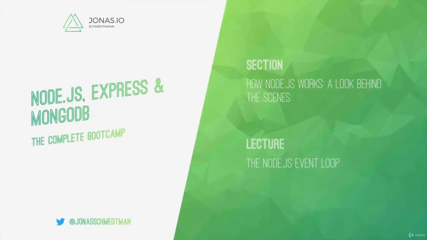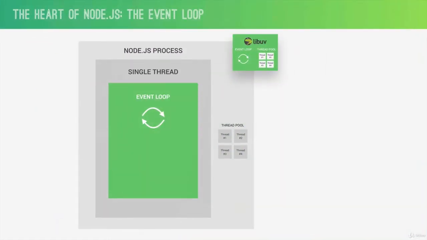Welcome back. Let's now learn all about the event loop, which is the heart of the Node.js architecture. And this is probably the most important lecture in this section, so make sure you really understand everything that I show you during this video. So let's get started. Here's a diagram similar to the last lecture, so that we know exactly what we're talking about here. We're still in a node process in a single thread where the event loop runs, alright?